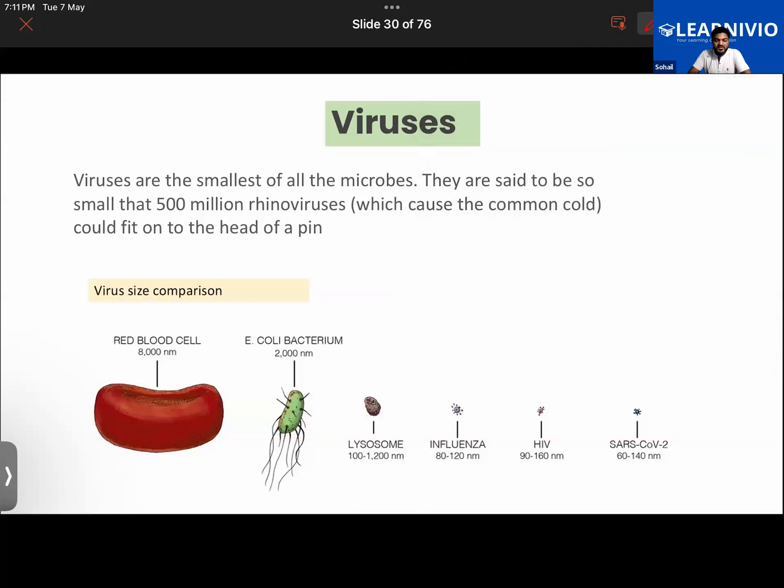Where does this protozoa live? This Entamoeba histolytica. Intestine. Which intestine particularly, small or large? Large. Very good.